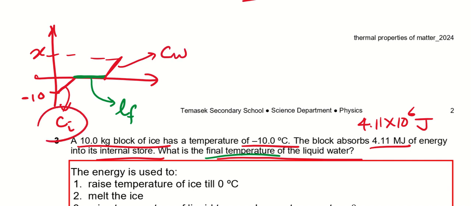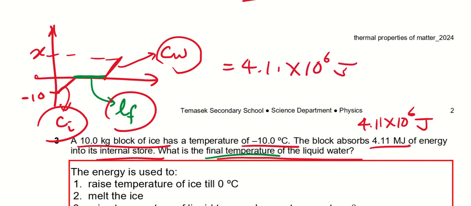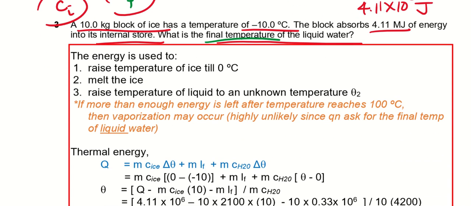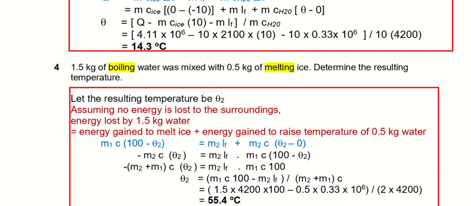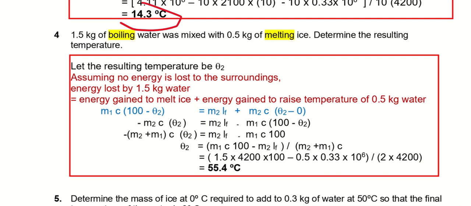You add this part, you add this part, you add this part, it must be equal to 4.11 times 10 to the power 6 joules. CI, what is CI? What does C stand for? Specific heat capacity. But we have three states: either ice, solid state, or water, liquid state, or vapor, gaseous state. So you have to use the correct C. So the final answer will be 14.3. Just write this down. If you got it wrong, go back, draw your own heating curve.